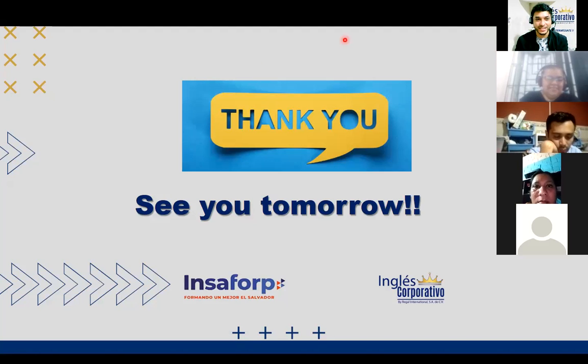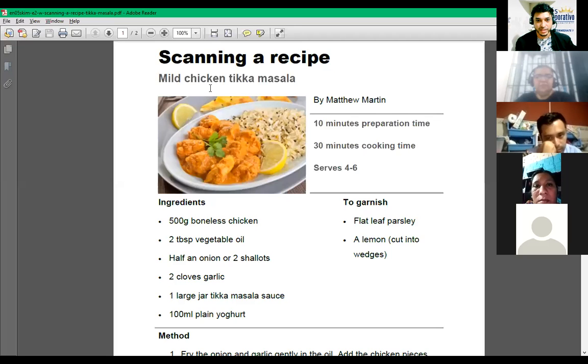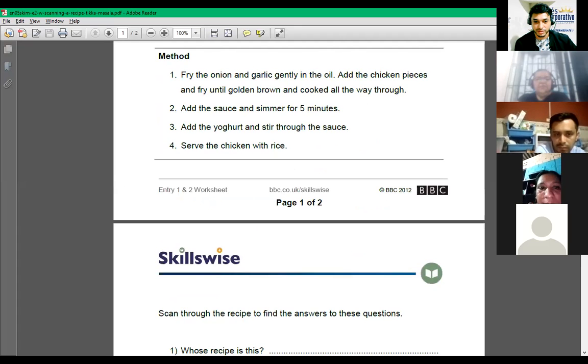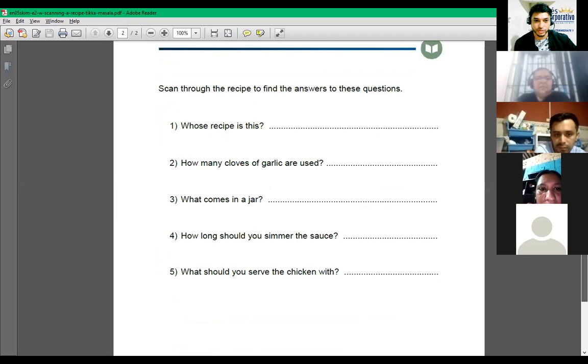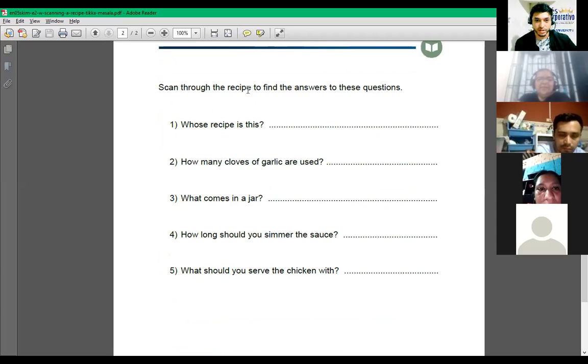I have an exercise about scanning. So we are going to put that information into practice. We are going to solve one exercise. And here it is. Can you see that recipe? Yes. Okay, look. What I need you to do is answer these questions. Five questions. You have to scan through the recipe to find the answers to these questions.